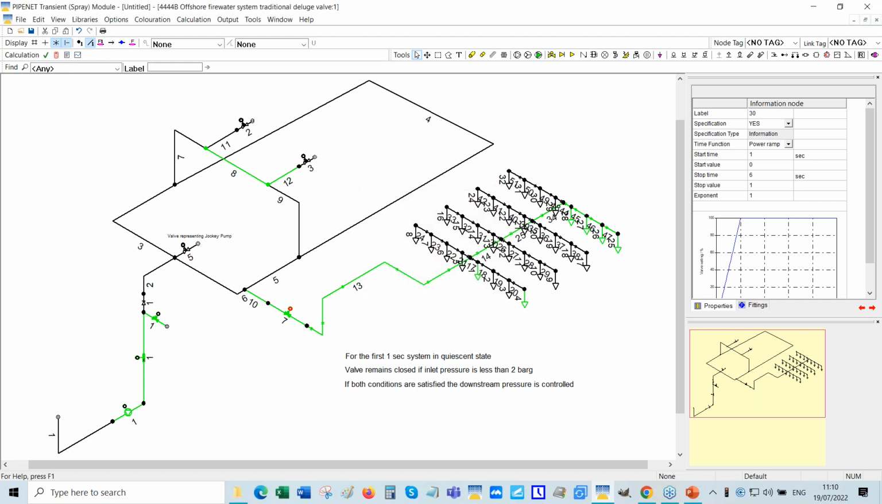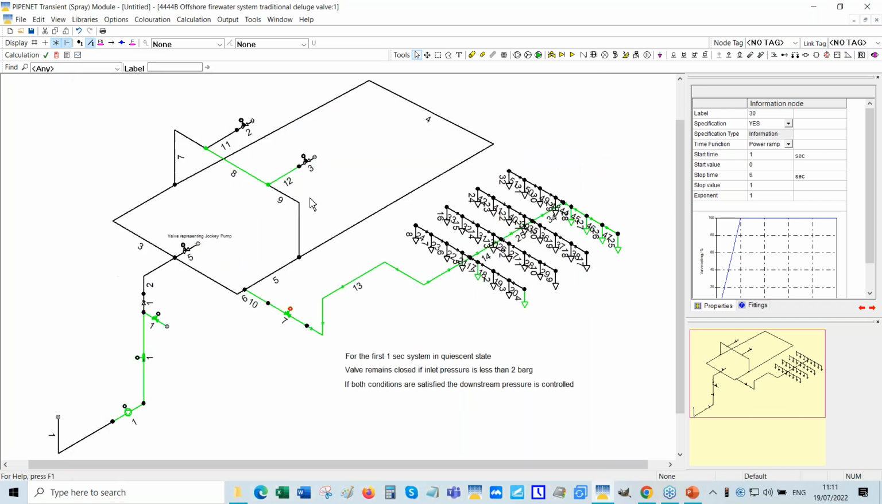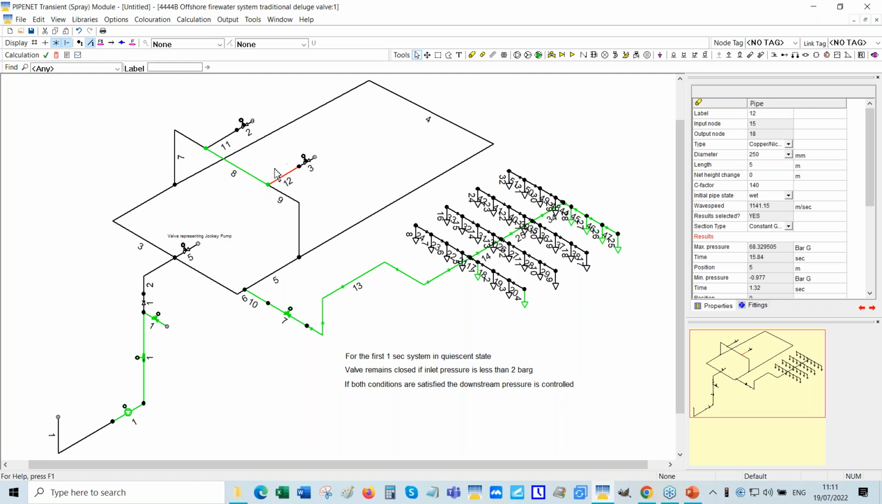It's 68 and it's on pipe 12 at the outlet, which is here, which is what you would expect. Because the cavity forms here throughout this part, and that's the last bit to collapse. And you will get the maximum flow rate when that cavity collapses, and that's the problem.